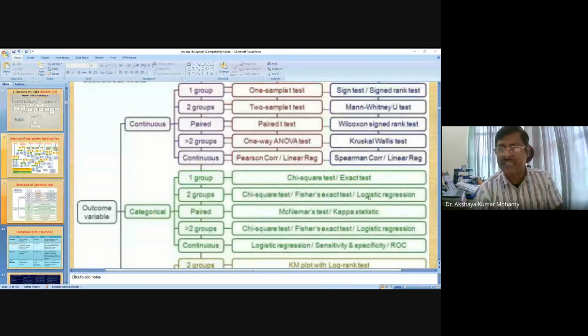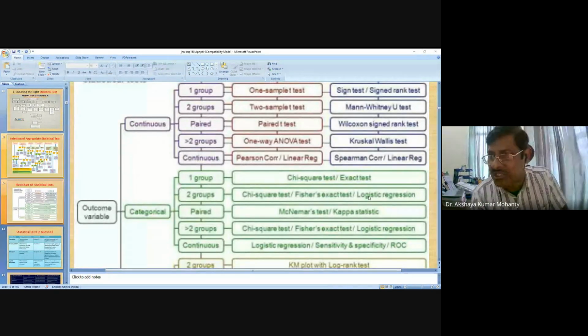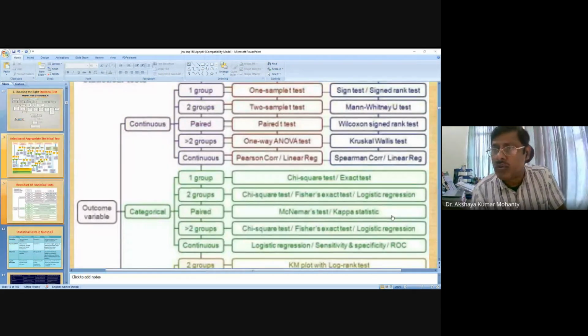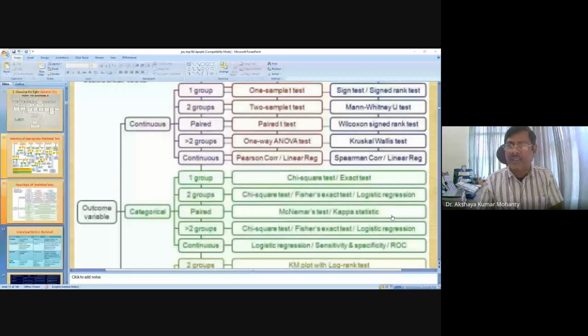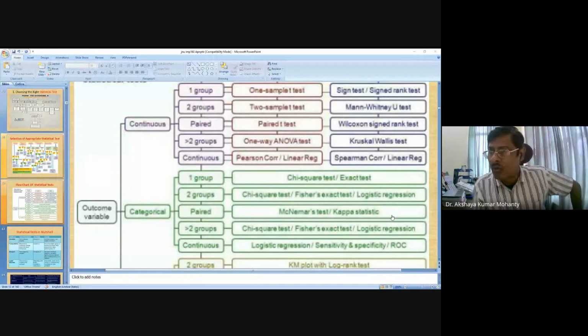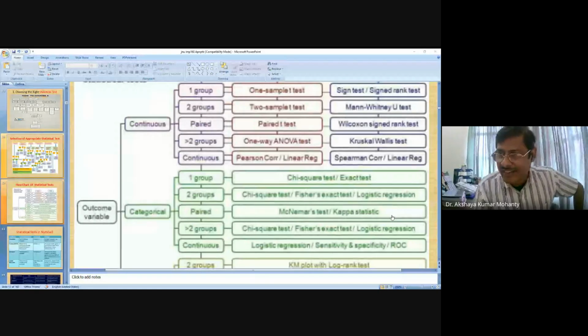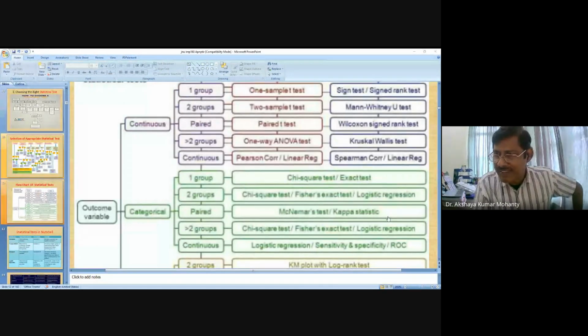Next question to the audience: is the sign test or sign rank test, which test will be applied here? Please open the video and show your face. Either parametric or non-parametric. Only two options are there. Tell me. Non-parametric test. Please show your face. Don't hesitate to show your face. Jyoti Tyagi.